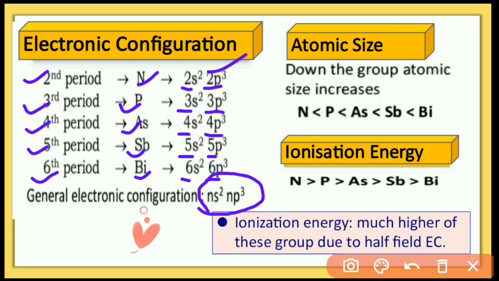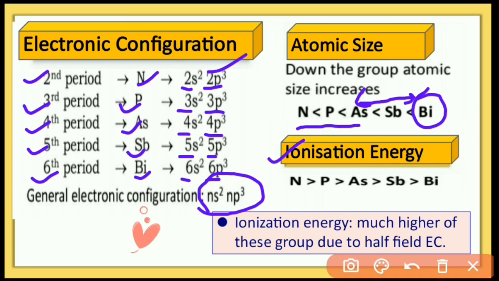Then the atomic size increases when we move down the group, because of the increasing number of shells. So this is the increasing order of atomic size. Here bismuth has the largest atomic size, and the atomic size increases only slightly from arsenic to bismuth due to the presence of filled d and f orbitals.